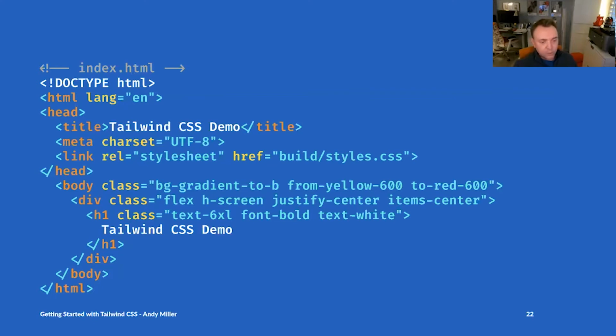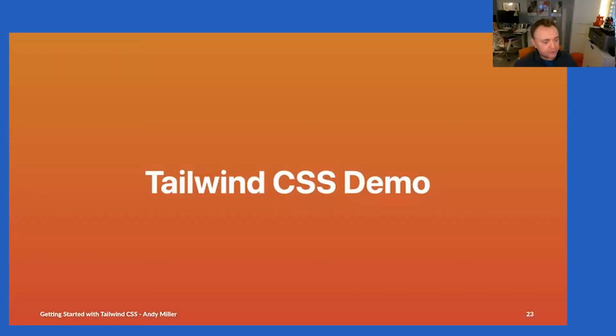So then we have an H1 tag for a header, and we give it a size of 6XL, font bold, and text white. So in your mind, you probably have an idea of how this is going to look. And hopefully that's what you envisioned, because that's basically exactly what we told it to do. So no CSS was involved. We were just using Tailwind classes.